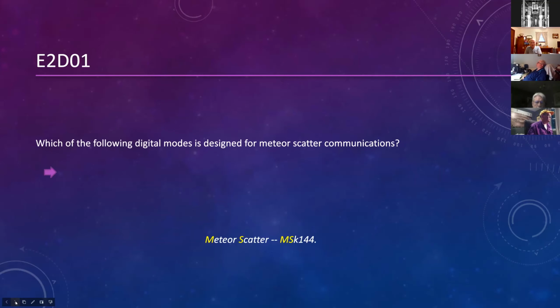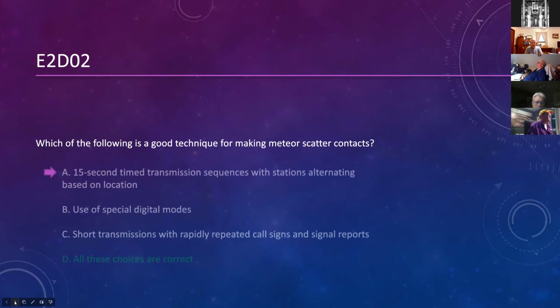Which of the following digital modes is designed for meteor scatter communications? And I didn't put the right animation on my memory device, but the answer is MSK 144. You've already seen the MS, meteor scatter. Makes it easy. Which of the following is a good technique for making meteor scatter contacts? Again, another one of these, all of these choices are correct.